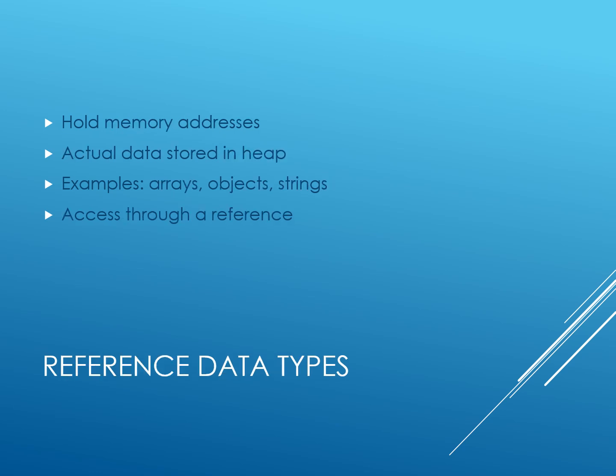The next one we are going to talk about is the reference data types. The reference data types are more complex compared to the primitive data types. These hold memory addresses. So the variable doesn't hold the actual value, but it holds a memory address pointing to where the value is stored in a heap. It is something like a link that takes you to the actual content. Examples are arrays, objects, and strings. These are accessed through a reference.